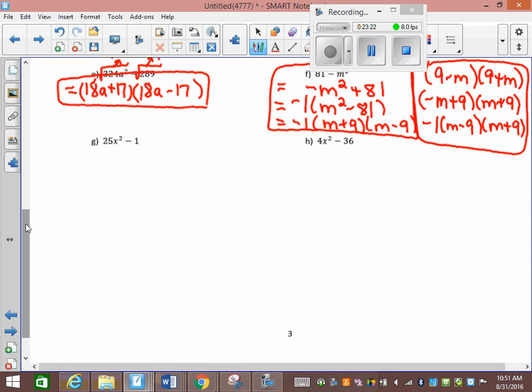This one some people don't actually spot because they don't see that the 1 is a perfect square. 1 is always a perfect square. And I don't know why, but this one gets not picked up a lot. Here, there's a 1. Square root of 25x squared is 5x. Square root of 1 is 1. And then you get 5x plus 1, 5x minus 1.